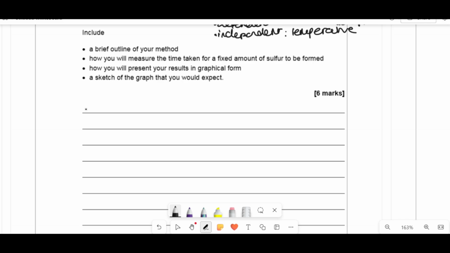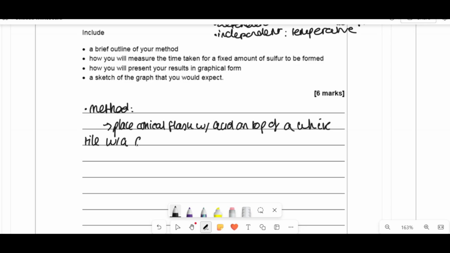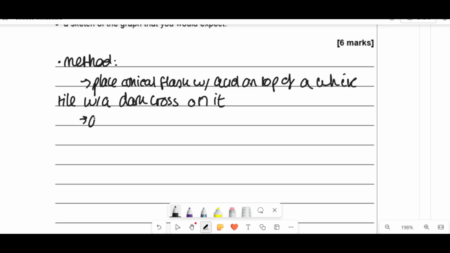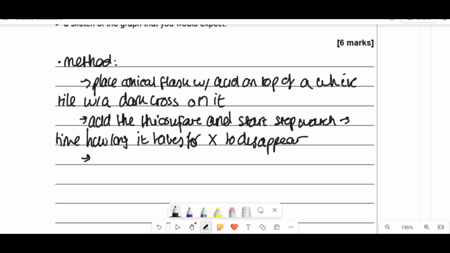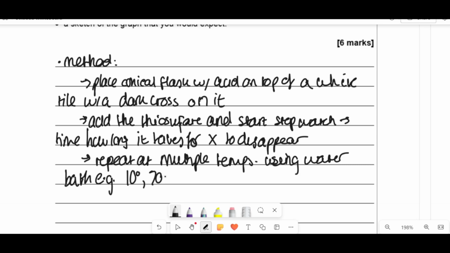So then your method would just be this. Place a conical flask with either the sodium thiosulfate or the acid, either's fine, on top of a white tile with a dark cross on it. Then we add the thiosulfate, or the other way around if you've done it, start a stopwatch, and time how long it takes for the cross to disappear. Then you would repeat at multiple temperatures using a water bath or something, giving examples, e.g. 10, 20, 30, 40, 50, etc.